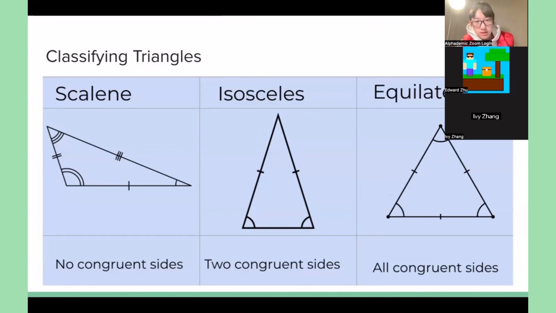Scalene means that there are no congruent sides, meaning all sides are different lengths, and the angles are all different measures. For isosceles, it means that there are 2 congruent sides, and 2 of the angles and 2 of the sides are equal. And then equilateral, as its name suggests, means all congruent sides and all congruent angles. So the 60-60-60 triangle would be an equilateral triangle.